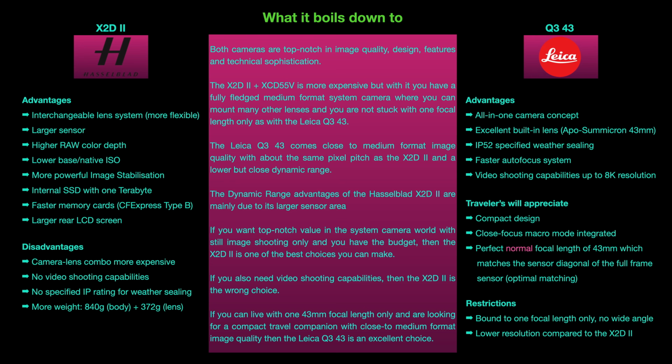The dynamic range advantages of the Hasselblad X2D Mark II are mainly due to its larger sensor area because, as I mentioned repeatedly now, the pixel pitch is the same. It really is the larger sensor area that creates a bit of an advantage here. And let me phrase it this way. If you want the top-notch value in the system camera world with still image shooting only, no video capabilities, if you can basically accept that you will never shoot videos with that camera lens combination, and if you have the budget, then the Hasselblad X2D Mark II is one of the best choices you can make.